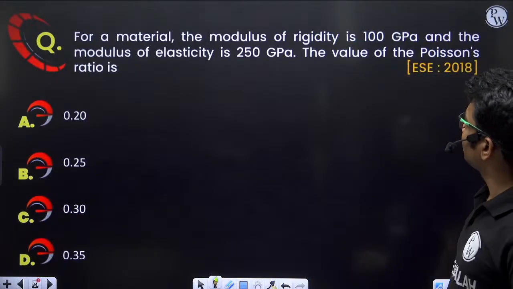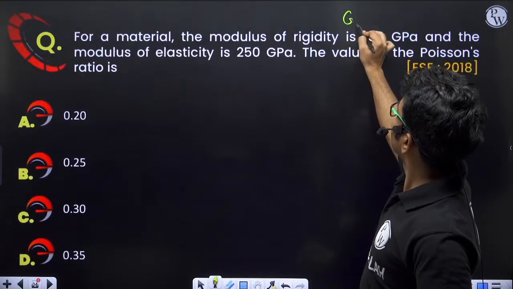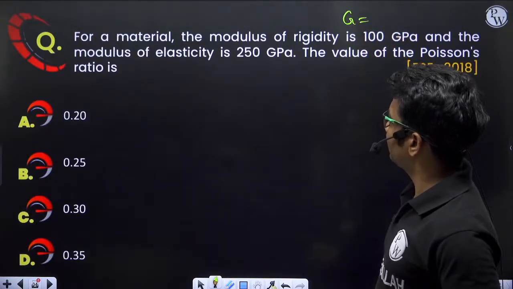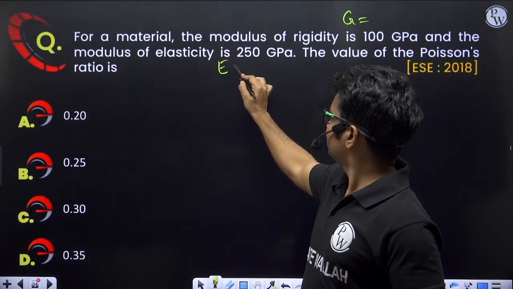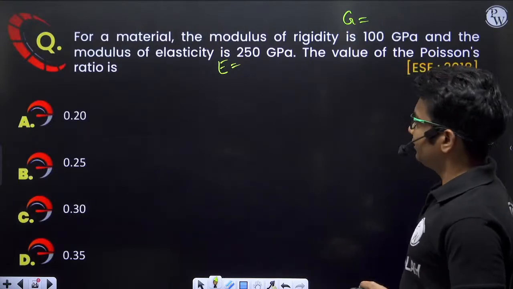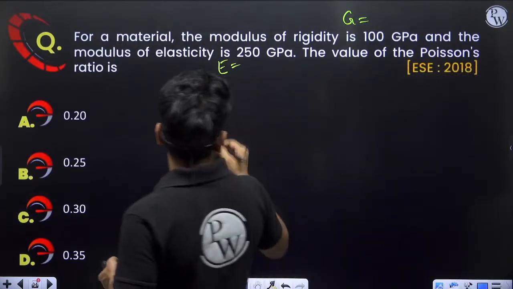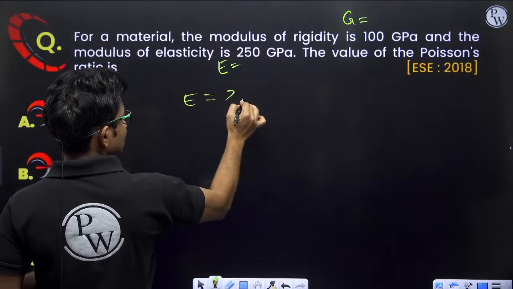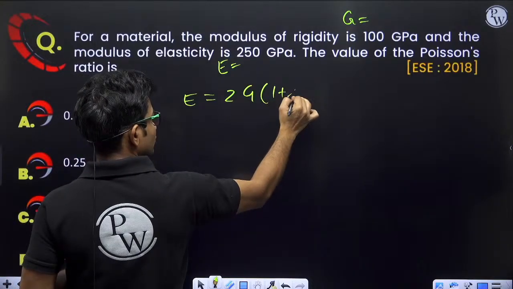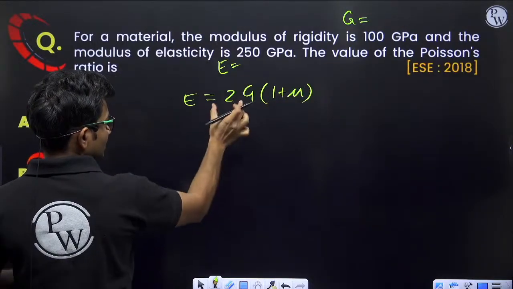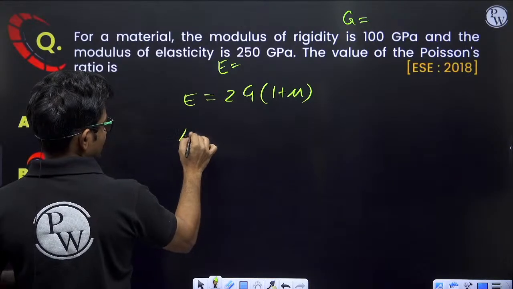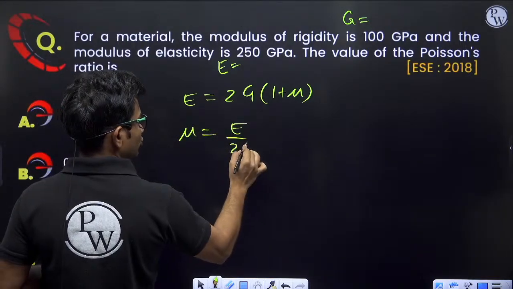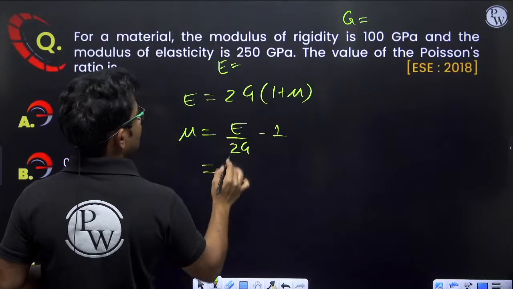Next question. For a material, the modulus of rigidity G is 100 gigapascal and the modulus of elasticity E is 250 gigapascal. The value of Poisson's ratio is. We know the relationship E is equal to 2G into 1 plus mu. So we can calculate mu as E upon 2G minus 1. Young's modulus is how much?